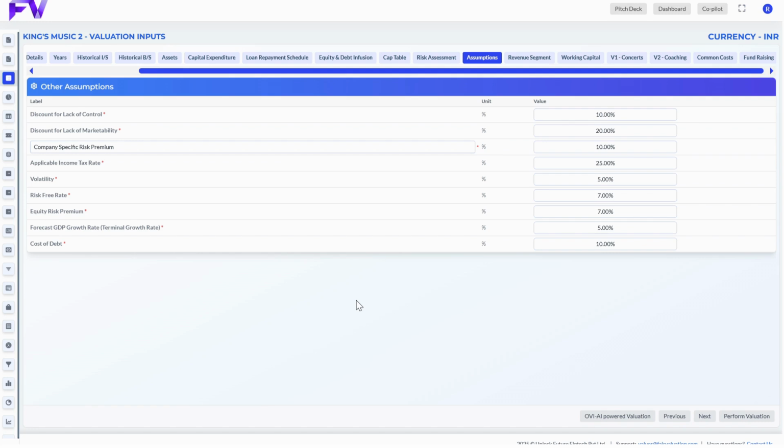These assumptions directly impact valuation models and overall financial forecasting. Make sure they align with your industry and market conditions. If you're not aware of these inputs, use OE, our AI co-pilot, to get assistance or talk to your accountant or investment banker.